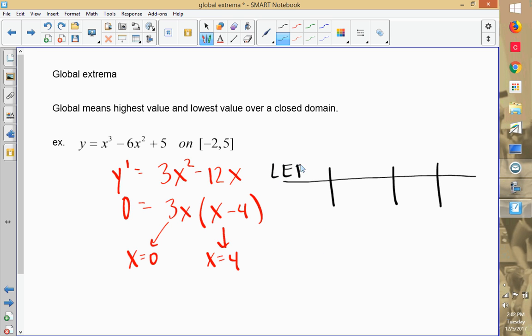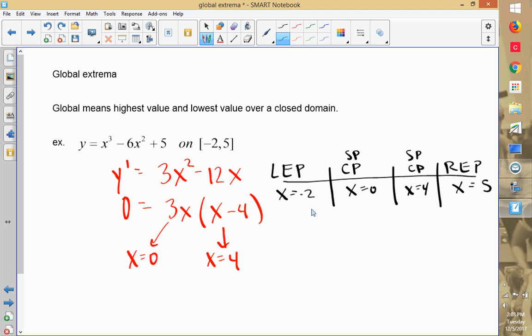Going from left to right on my graph, I have my left endpoint, which is at x equals -2. I come across my first critical point at x equals 0, or stationary point in IB world. I come across my second one at x equals 4, and I come across my right endpoint at x equals 5. I basically just want to see what my y value is at each of the points, and I'll know which one's the highest and which one's the lowest. So you're just going to take these numbers and plug them into the original problem.